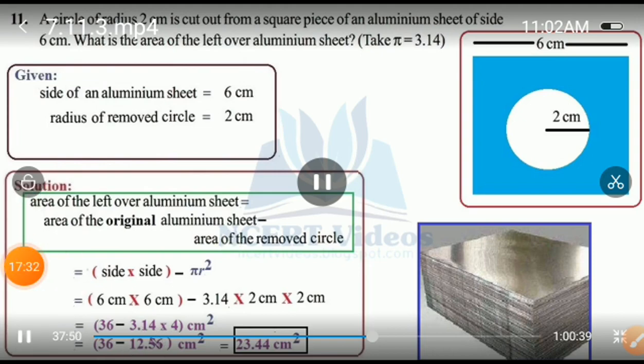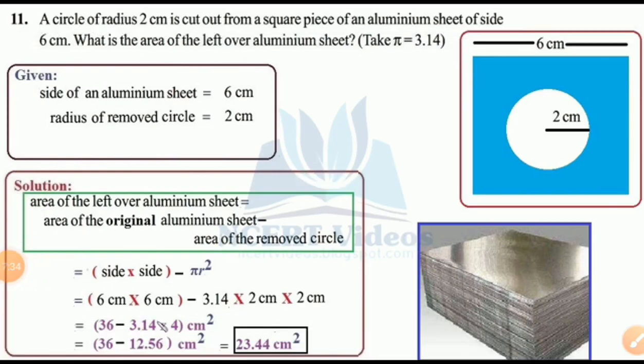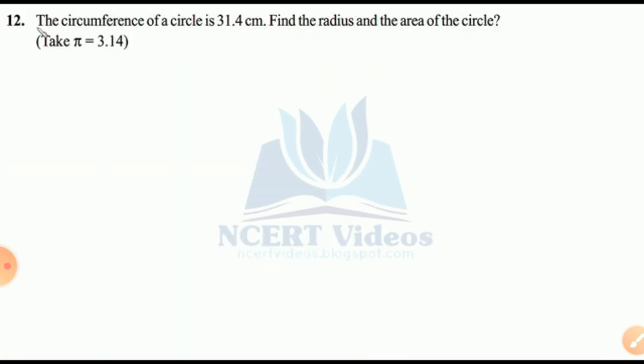Question 11 is also like that way, but here you can carefully see a circle of radius 2 centimeter is cut out from a square piece of the aluminum sheet of the side 6 centimeter. What is the area of the aluminum sheet left over? The aluminum sheet is 6 centimeter, and inside we have to cut a 2 centimeter circle. You need some more calculations.